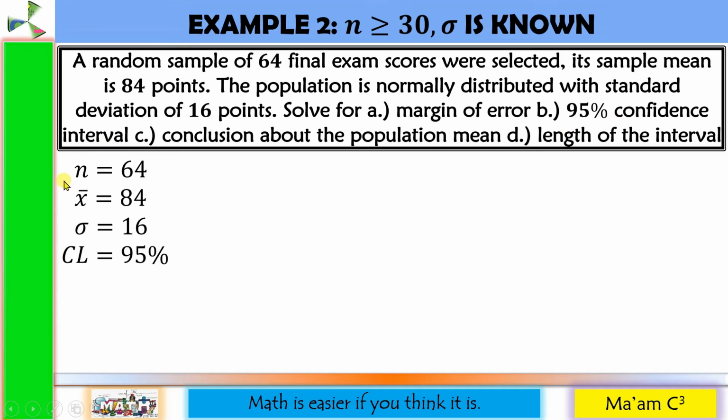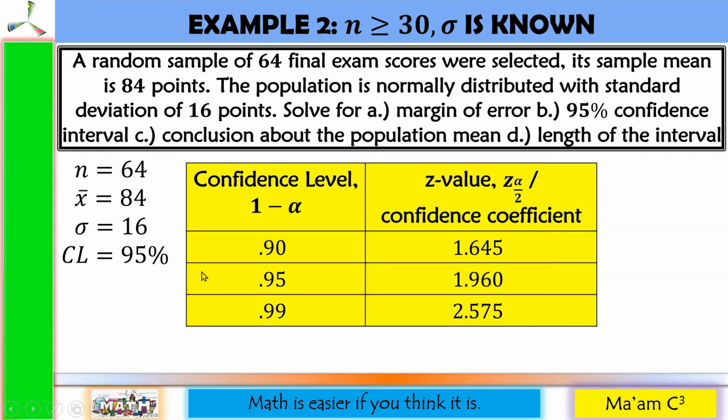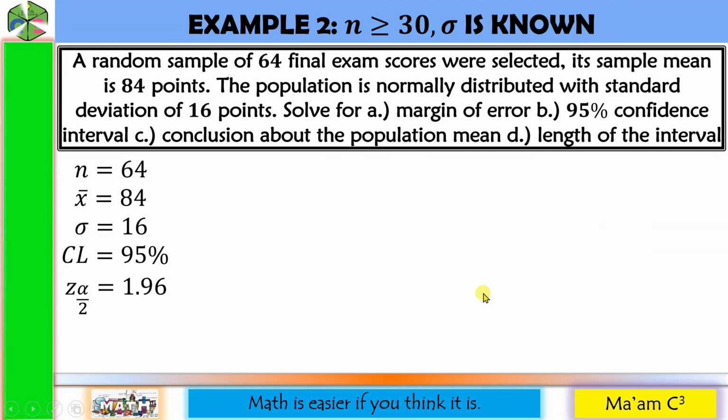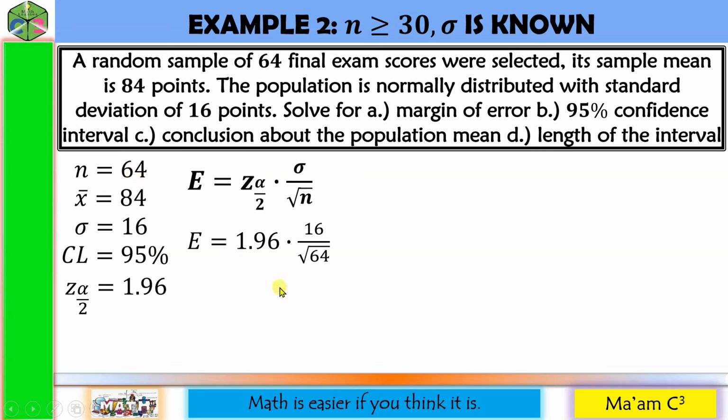So this is an example of sample size greater than 30 where the population standard deviation is known. In this case, we are going to use the z-table. So once again, the common level of confidence 95% or 0.95 has a corresponding critical value of 1.96. Now let us solve for the margin of error. So z sub alpha over 2 is 1.96, our sigma is 16, and our n is 64. This will give us 3.92.